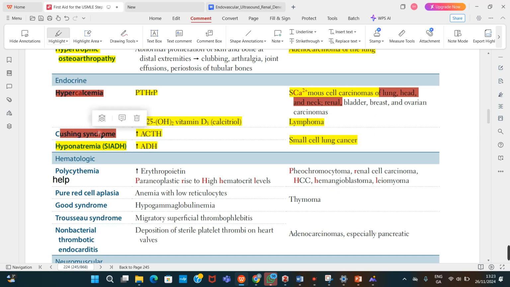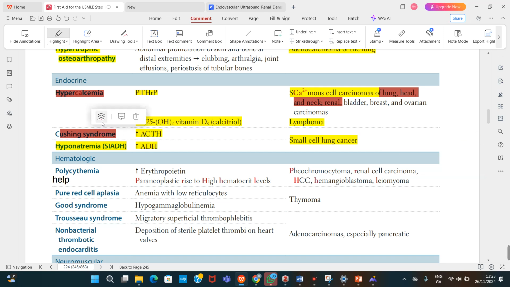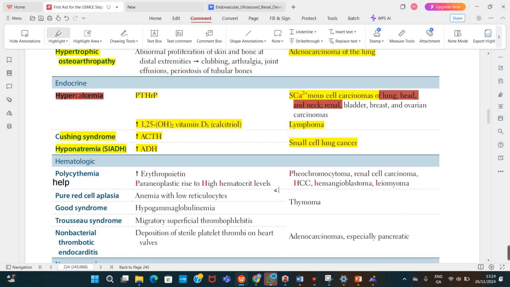In SIADH, you are going to see features of hyponatremia. So people with SIADH from small cell carcinoma of the lungs, they are going to be having hypervolemic hyponatremia. True or false? No, euvolemic. They are going to be having euvolemic hyponatremia. So this is something you have to pay attention to in your exam: euvolemic hyponatremia in syndrome of inappropriate secretion of ADH.